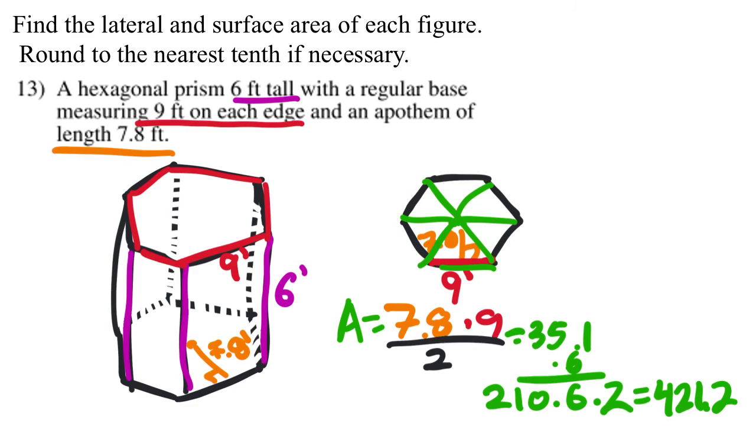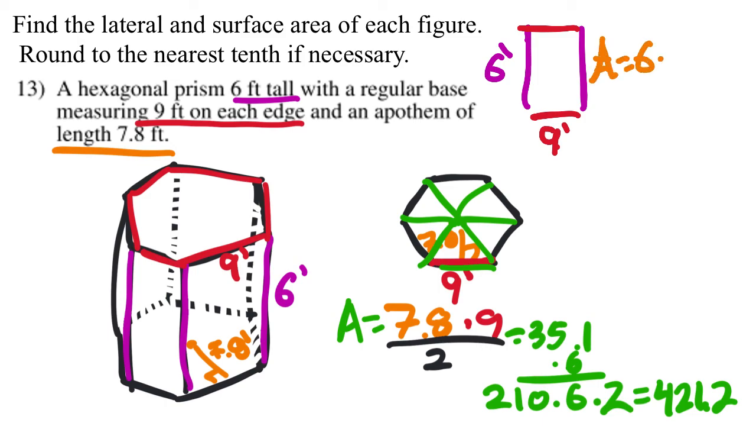Now, the other shape that we have is the rectangles. Okay? So something like this. And I'm trying to color coordinate these so that we know that purple is 6 feet and then the red is 9 feet right there. We do want the area of that full rectangle. So the area of that rectangle would be 6 times 9. Well, that's just 54 square feet. And how many of those rectangles are there? Well, there's 6 going all the way around. I got 1, 2, 3, 4, 5, and then 6 right there. So we need to multiply the 54 by 6.